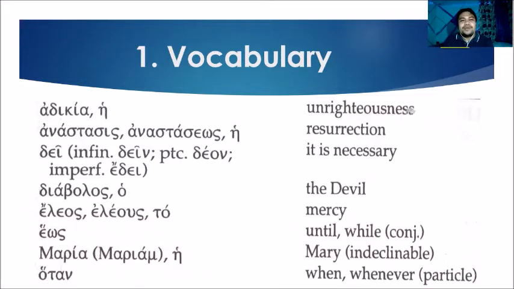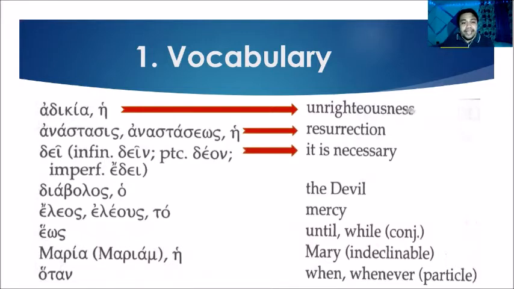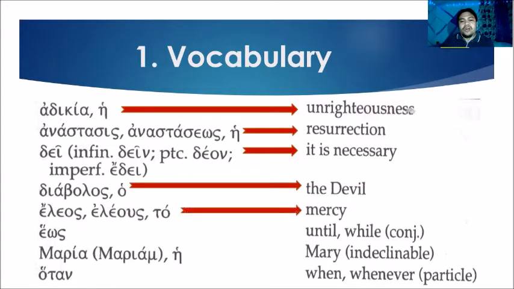So the first word that you will learn is the word adikia. It is a feminine word which means righteousness. All right. Next word is the word anastasis or anastasios. It means resurrection. We have dei. It is an infinitive, dein, and it is necessary. We have the word diabolos. It means the devil. We have the word eleus or eleos. So it is a neuter noun which means mercy.